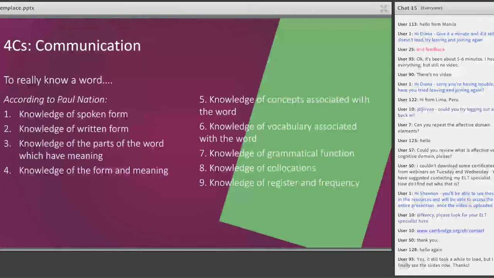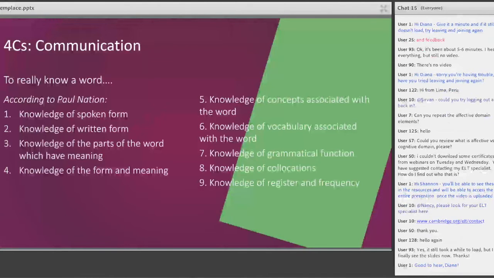Paul Nation, a great researcher and thinker on academic vocabulary and vocabulary in the ESL and EAP world, says that to know a word, a student needs to know the spoken form, the written form, the parts of the word which have meaning, the knowledge of the form and meaning, knowledge of concepts associated with the word, knowledge of vocabulary associated with the word, knowledge of grammatical functions of the word, knowledge of collocations, and knowledge of register and frequency. So to really know a word, you have to know a lot about that word.